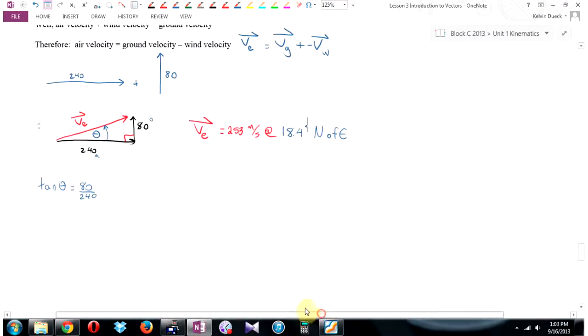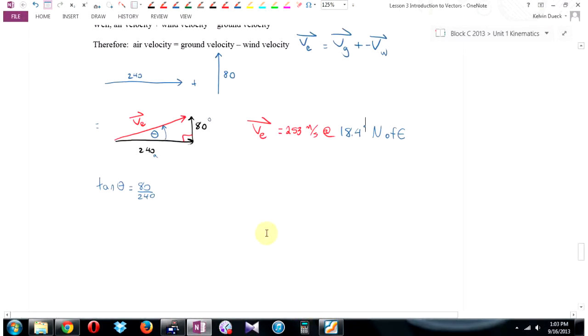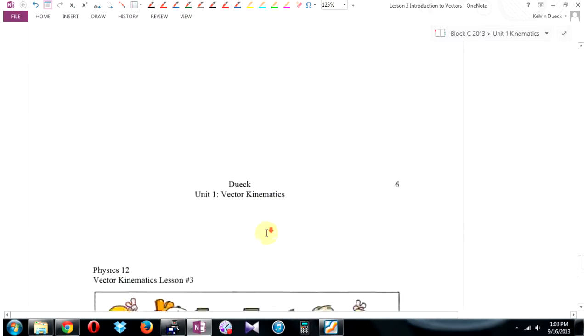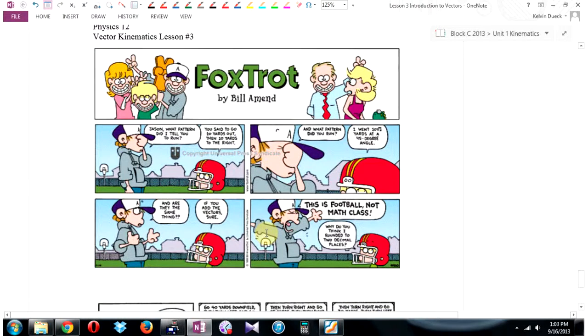I think on your test there's going to be one subtraction vector question somewhere on there. Okay. Next page.